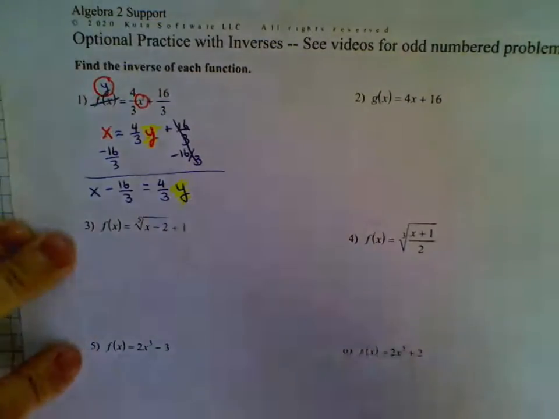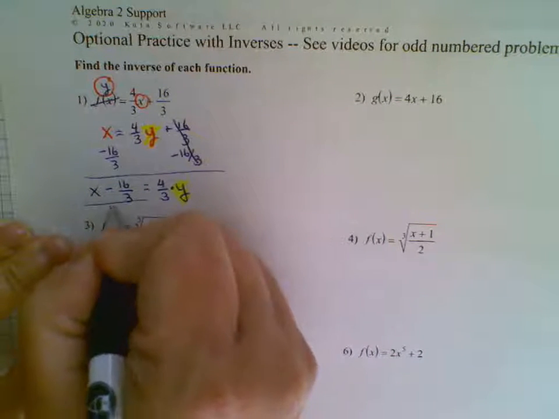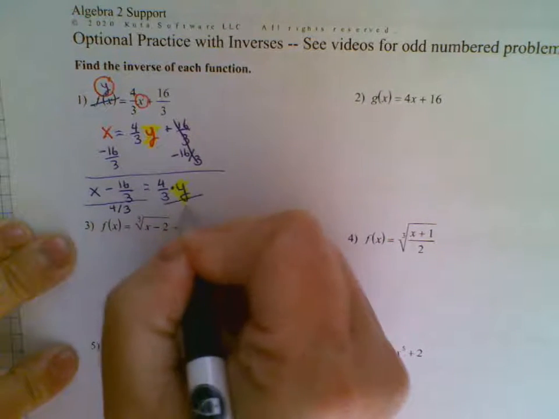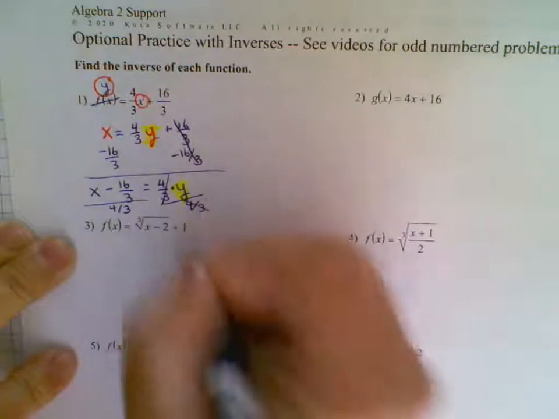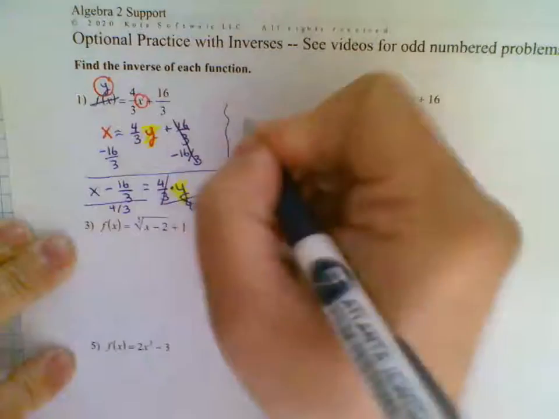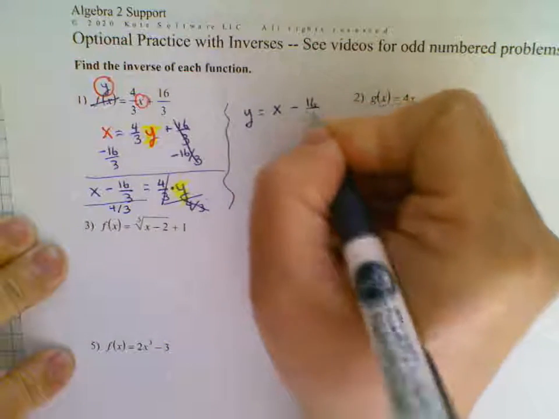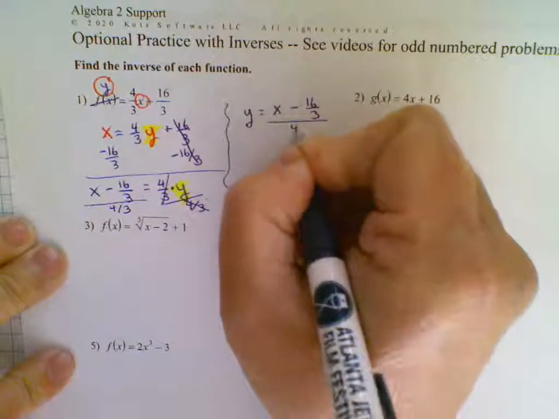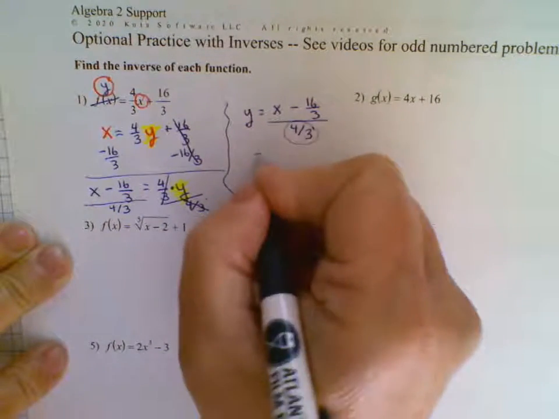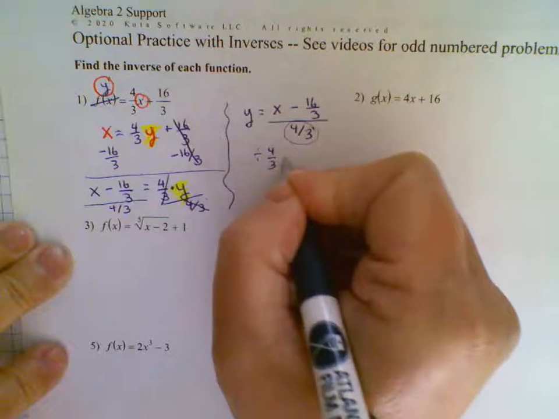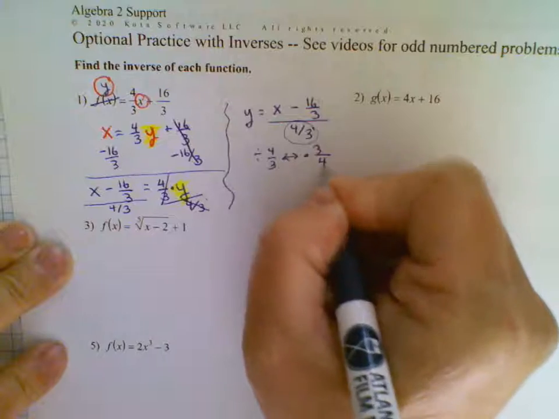So since this is 4/3 times y, I'm going to divide both sides by 4/3. I know this looks complicated because it's a fraction, but it's really not a big deal. These are going to cancel. And so up here I have y equals x minus 16/3 over 4/3. Now, if you divide by a fraction, dividing by 4/3 is the same thing as multiplying by its reciprocal.